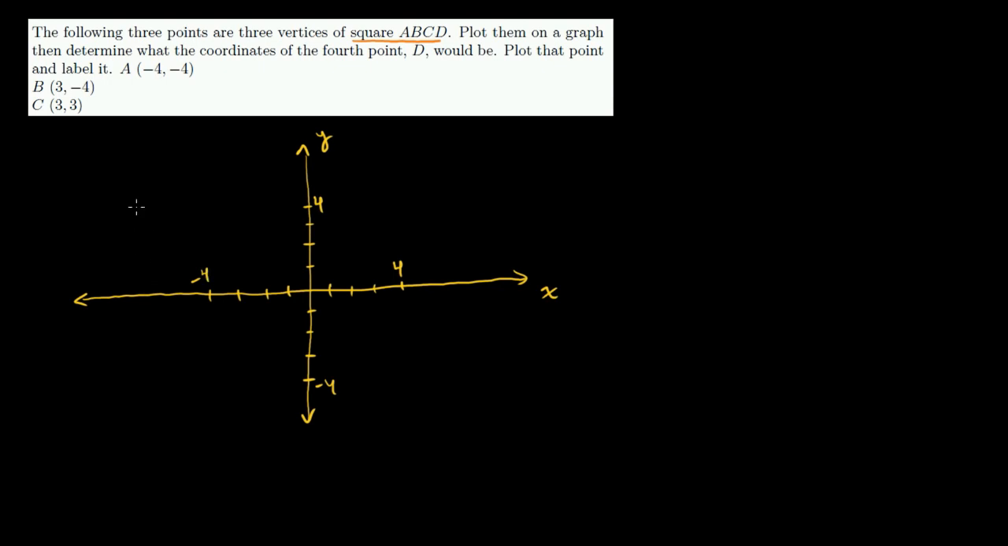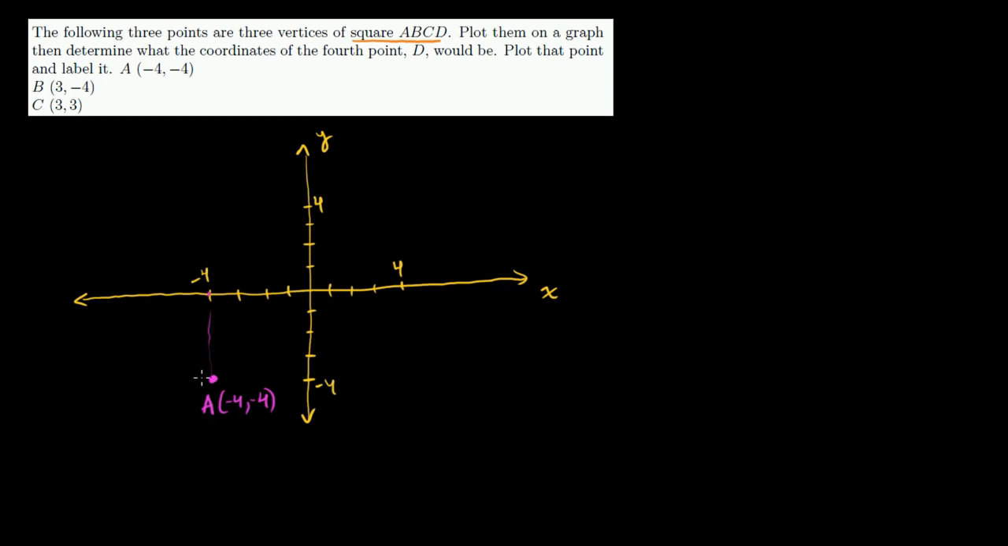And so, let's plot these points. So first we have the point A is equal to negative 4, negative 4. So we go x is negative 4, and then y is negative 4. So we drop down 4 right there, and that is our point A, negative 4, negative 4.